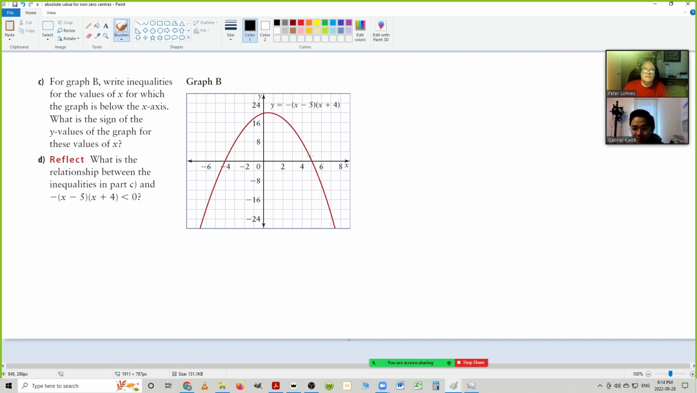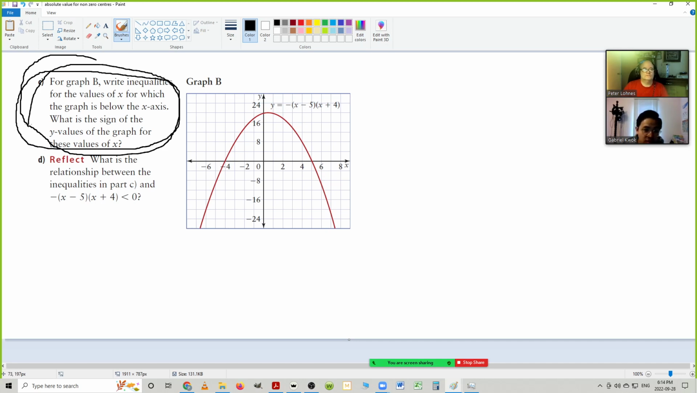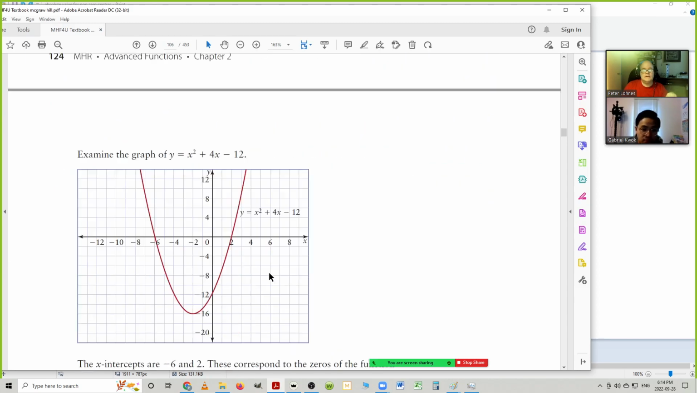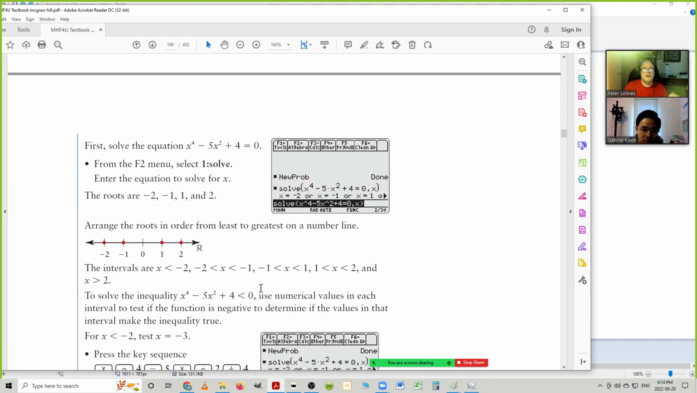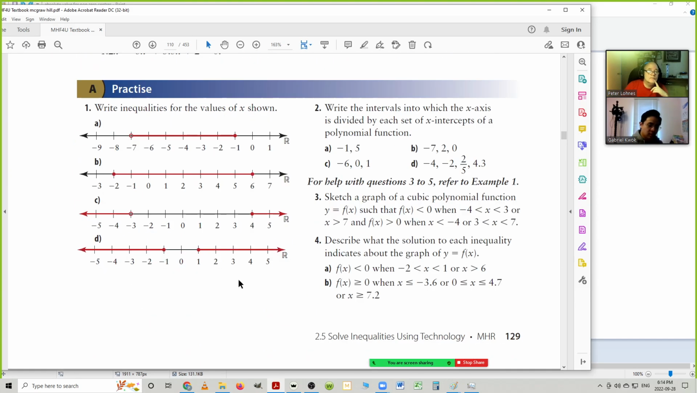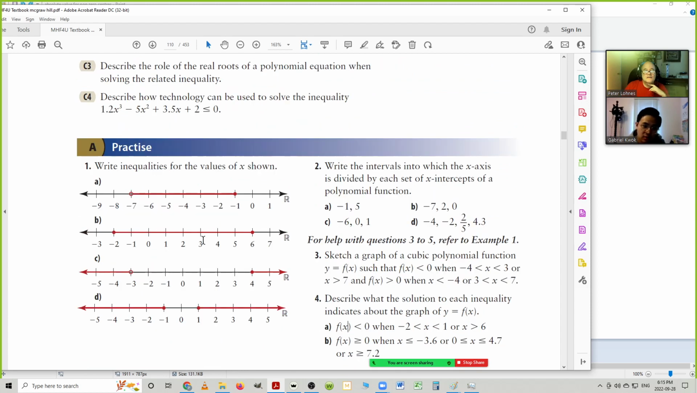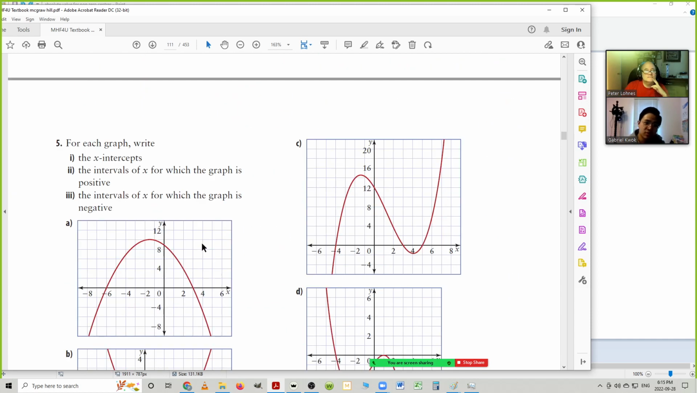Yeah, that's awful. Now, what are they asking here? For graph B, write inequalities for the values of x. Now, should we skip this because your teacher barely covered it? What was his homework assigned? Hang on, because there's a lot of inequalities in the homework. I don't know why there's so much. We barely did anything today, we just did the quiz.